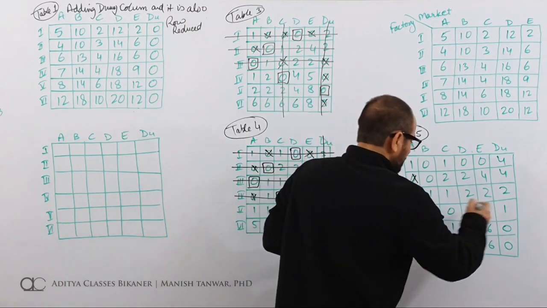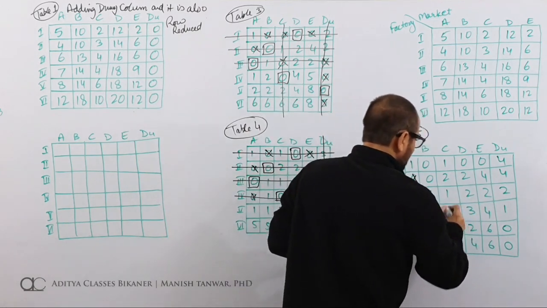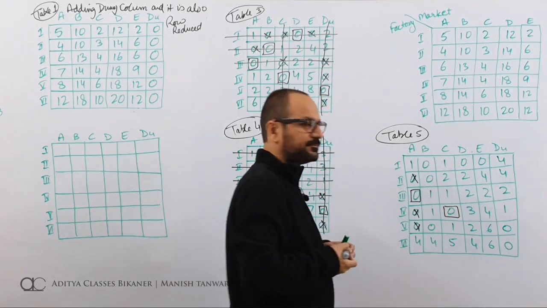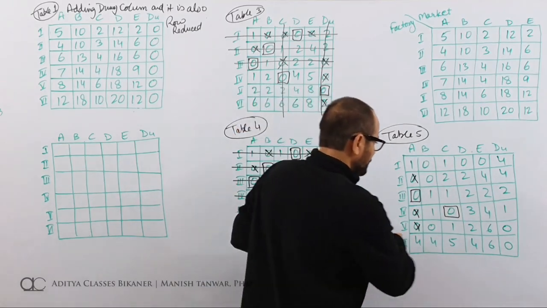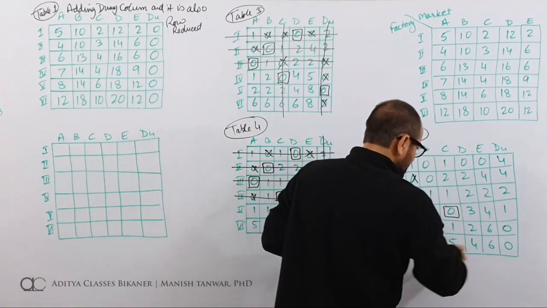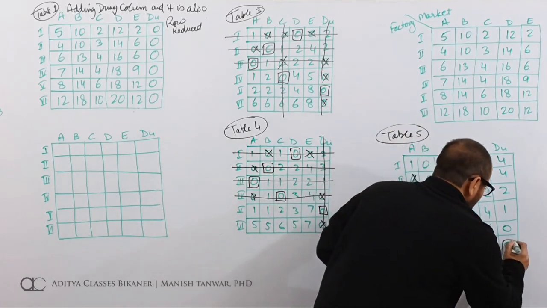What about 4th row? There is a single 0. Let me assign it. Column wise also it is 0. 5th, there are 2 zeros. Leave them. 6th, there is only 1 0. Make an assignment.